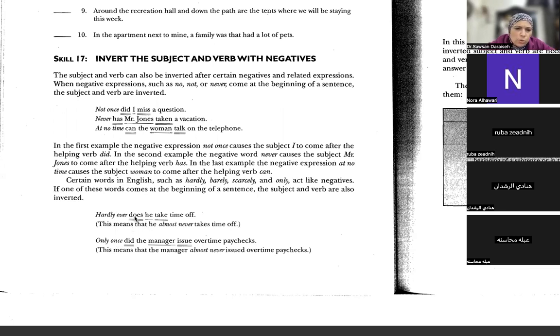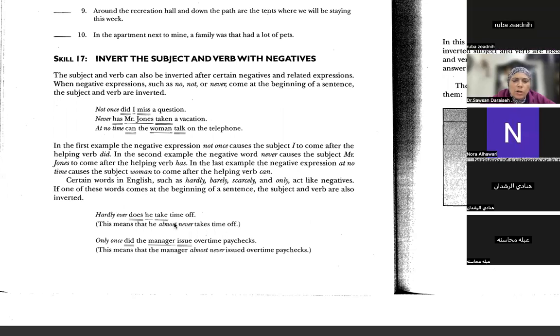So notice that does came before he. So that's why there's inversion. It's a sentence that has a negative at the beginning, hardly ever. And therefore the verb came before the subject.